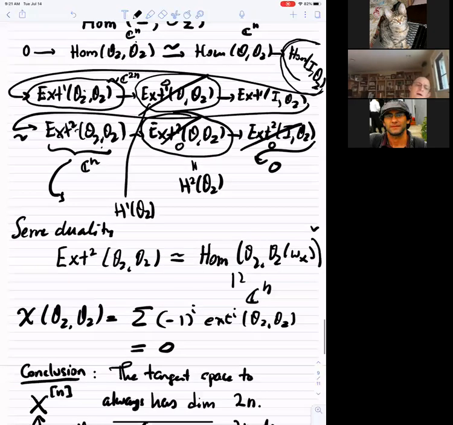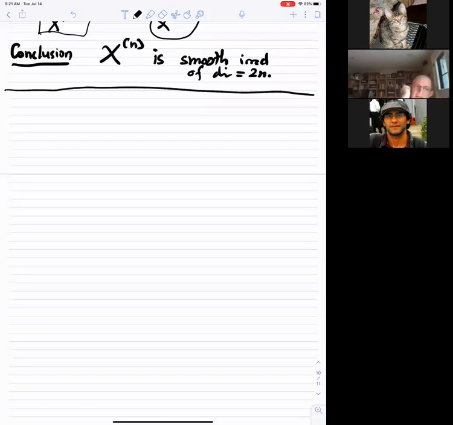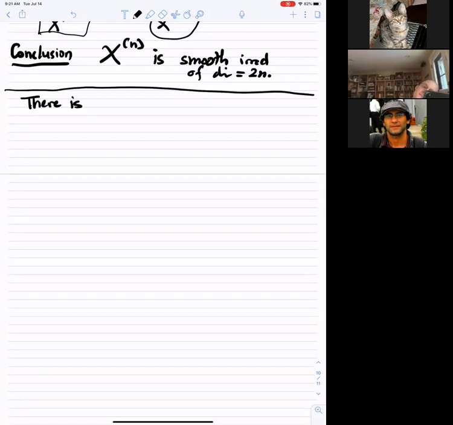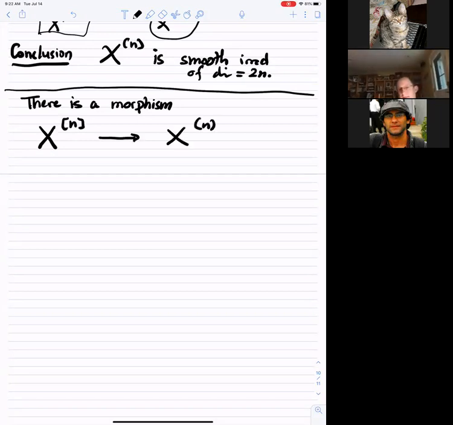I didn't do this, but maybe I should do it a little bit. So let's think a little bit. There is still a morphism from the Hilbert scheme to the symmetric product. So this is the Hilbert scheme. This is the symmetric product, right? I should write this because you can't see what I'm pointing at. There is a morphism, it has a name, it's called the Hilbert-Chow morphism.